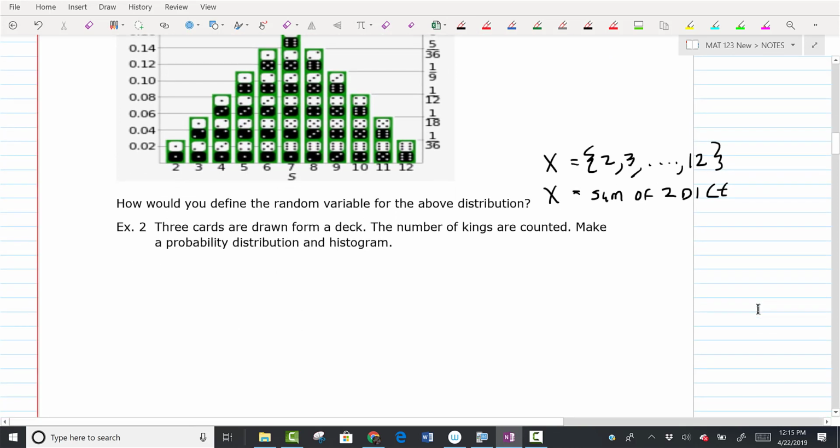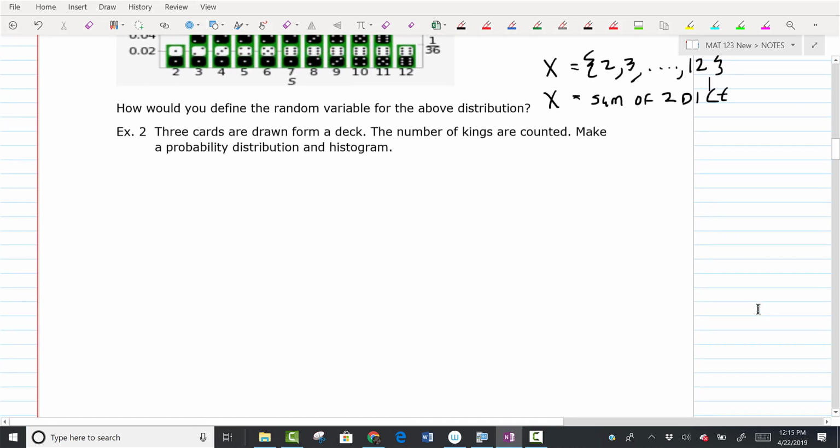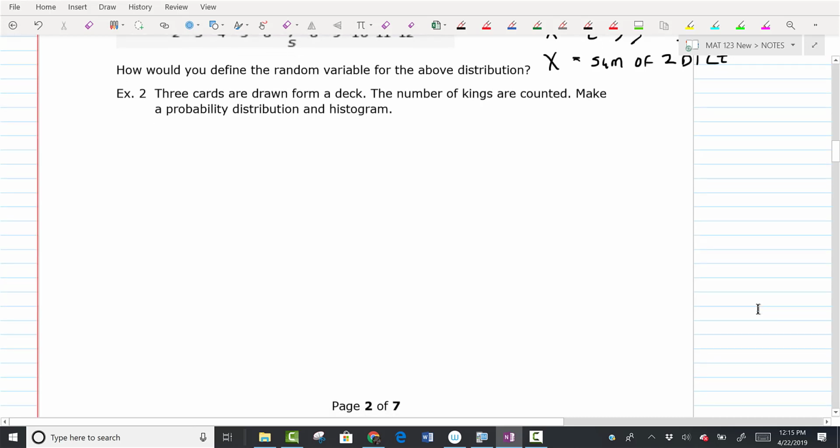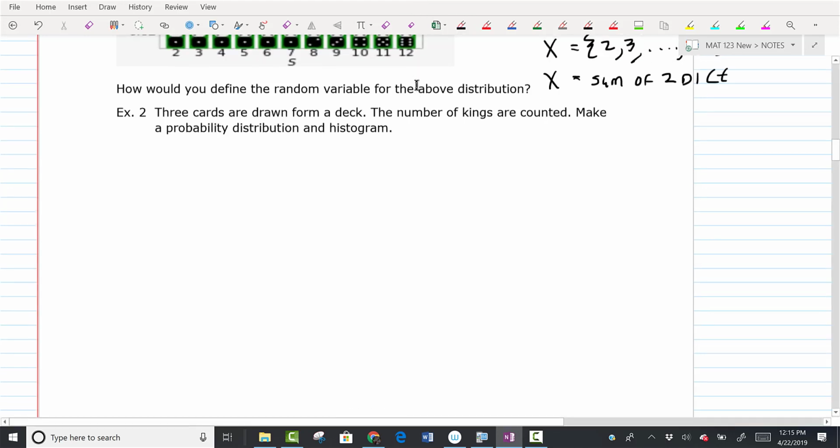This next problem, we're going to go back to doing a deck of cards. With this problem, it says 3 cards are drawn from a deck, and the number of kings are counted. So we're going to make a probability distribution and a histogram.